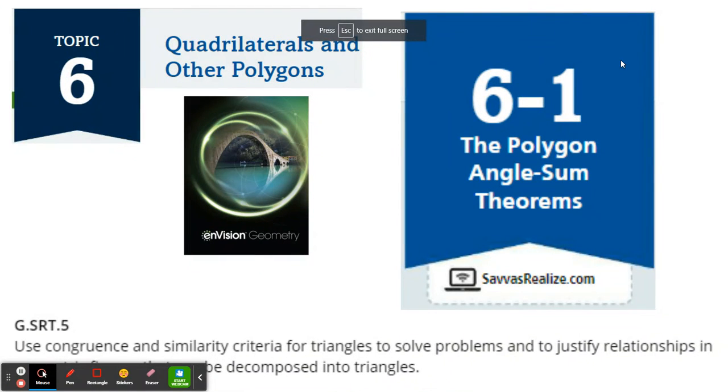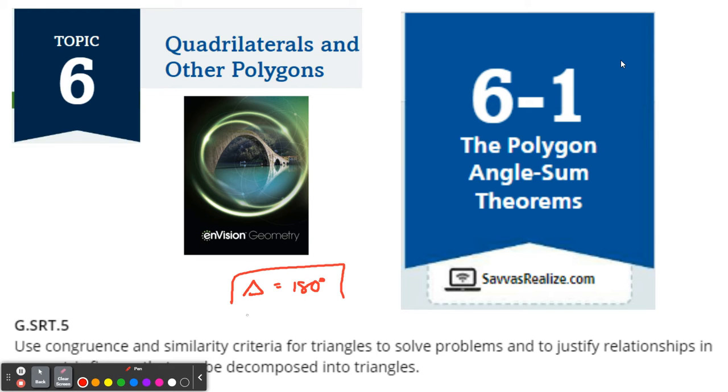Hello, geometry, and welcome to the start of Topic 6 covering quadrilaterals and other polygons. This is Lesson 6.1 on the Polygon Angle Sum Theorem. Now, we talked about the triangle angle sum theorem earlier this school year, where we know that the three interior angles of a triangle add up to 180 degrees.